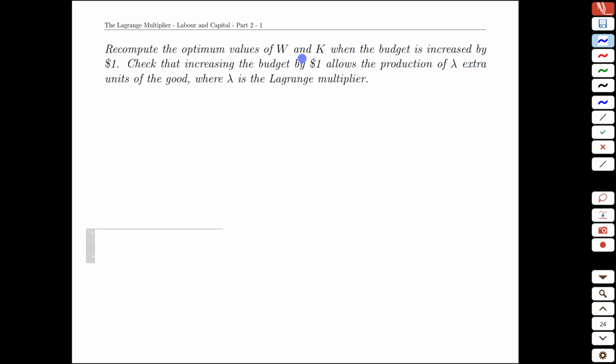In this video, we're going to look at the impact on our optimum values W and K if we could increase our budget by a little bit. And by a little bit, we're going to consider $1 here.